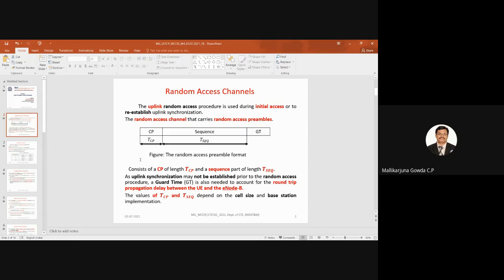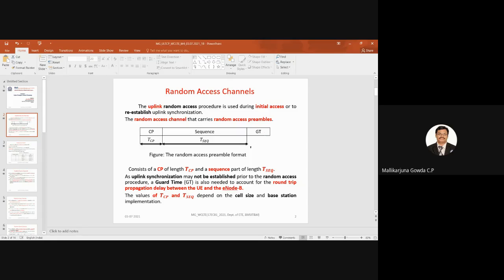This random access preamble consists of a cyclic prefix of length T CP and a sequence of length T SEQ. As uplink synchronization may not be established prior to the random access procedure, the guard time is also needed to account for the round trip propagation delay between the user equipment and the eNodeB. For that, the GT is there. Why is this GT required?